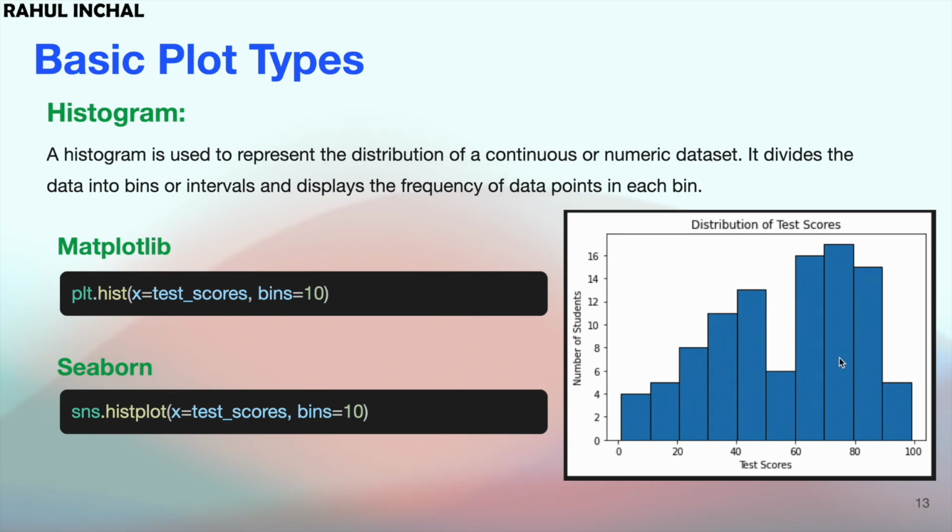These are connected bars. Now the major difference between bar plot and histogram: there are connected bars in histogram, but in bar plot there are no connected bars. In bar plot the x-axis has discrete values, but in histogram the x-axis is continuous data. That's why it is continuous, right? And then this is the frequency of the students, right? So this is the major difference between them.